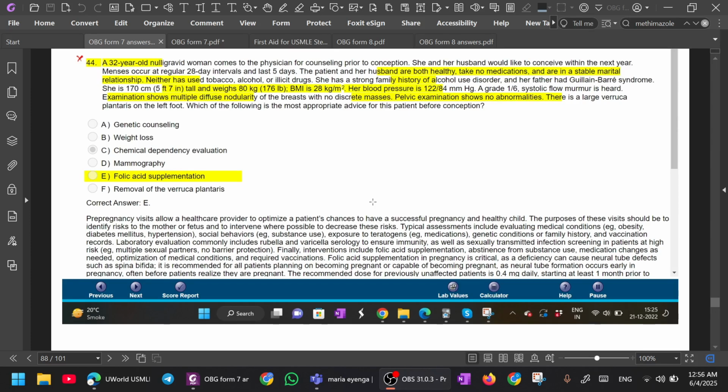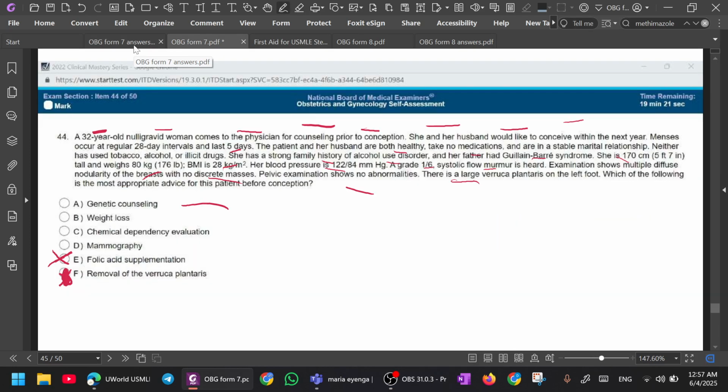Folic acid supplementation in pregnancy is critical as deficiency can cause neural tube defects. It is recommended for all patients planning on becoming pregnant or capable of becoming pregnant, as neural tube formation occurs early in the pregnancy, often before patients realize they are pregnant. The recommended dose for an unaffected patient is 0.4 milligrams daily, started at least one month prior to pregnancy.